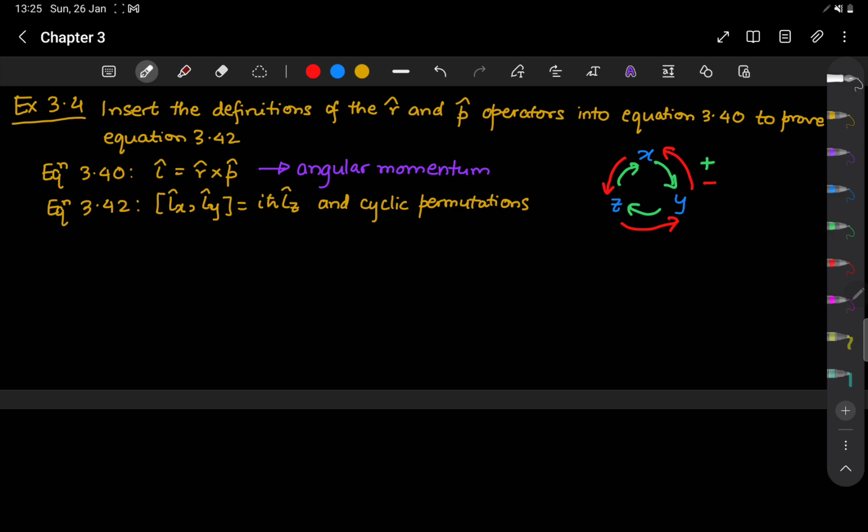So now that we know the context of this question and what it is about, it's about the commutator operation of the components of the angular momentum operator. Let us now look at how to solve this.